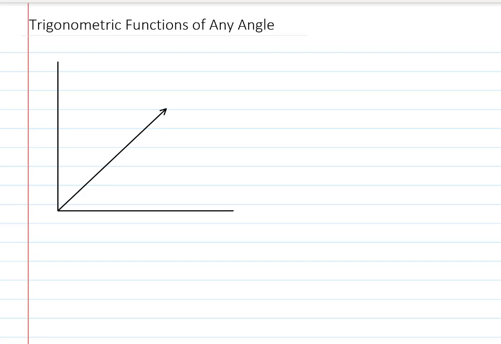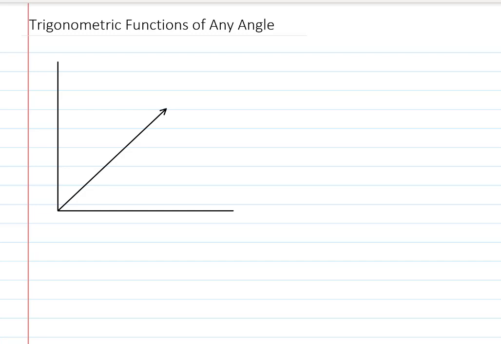So how do we find the same trig functions for any angle now? Positive, negative, more than 90 degrees, more than 360 degrees. So that's what we're gonna do here in this section. The idea is gonna come pretty much straight from what we've already done, the right triangle.